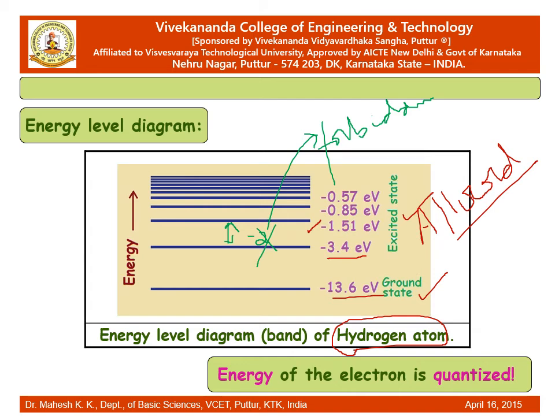So this is what you have to learn. We have some allowed values and some forbidden values. The final lesson here is that the energy of an electron is quantized. Quantized refers to having some quantity; quanta refers to quantity.